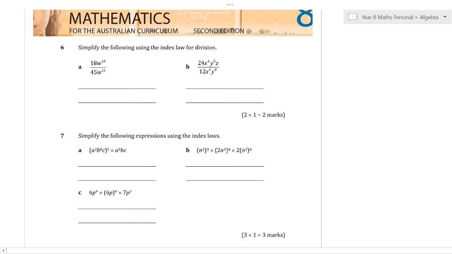So just quickly, I'm going to divide by the highest number which goes into 18 and 45, which is 9.